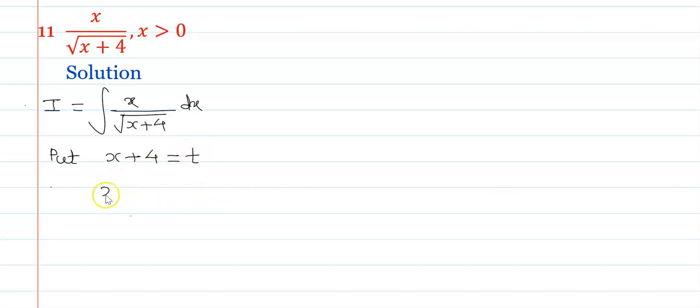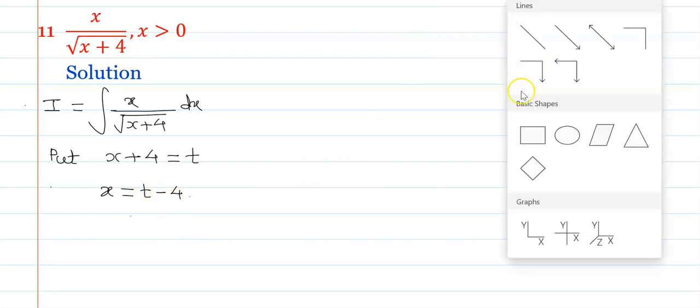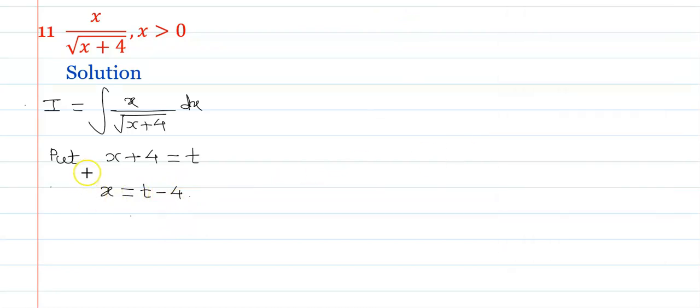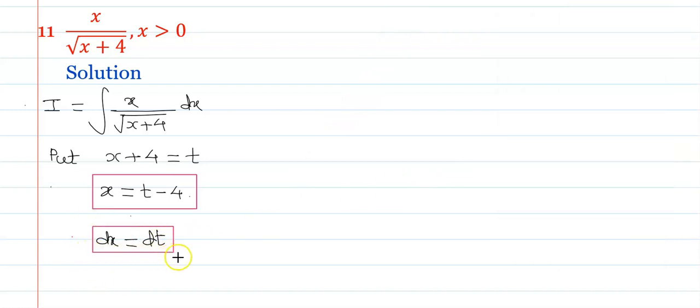Therefore, what is the value of x? x is t minus 4. Okay, this is important. The value of t is important, x is important. Next, dx is equal to dt. Dx is equal to dt. These two are important. Otherwise, the integral is very easy. Now see this here.